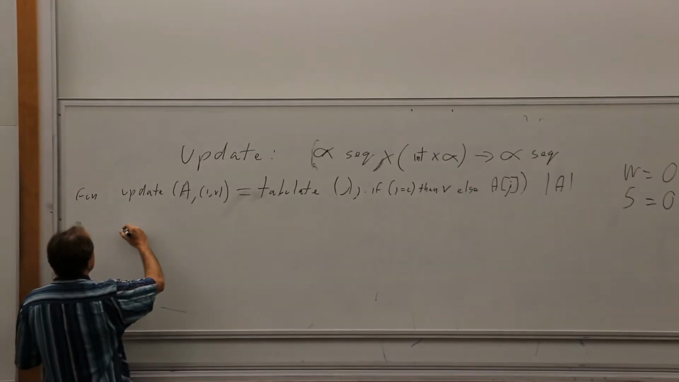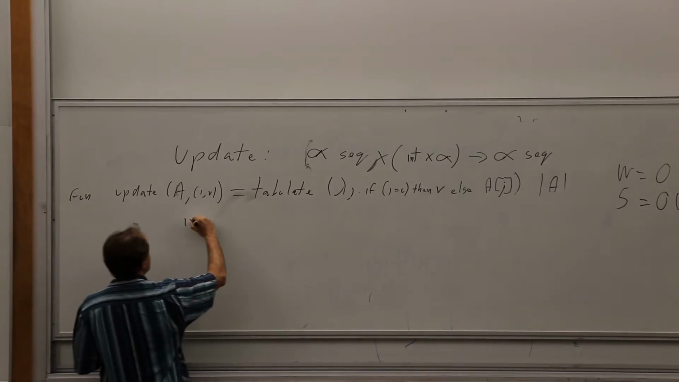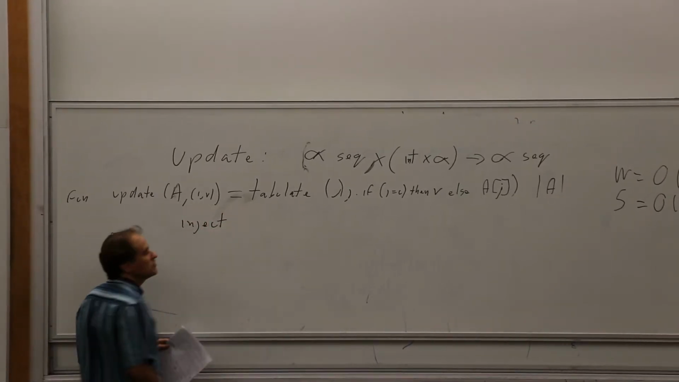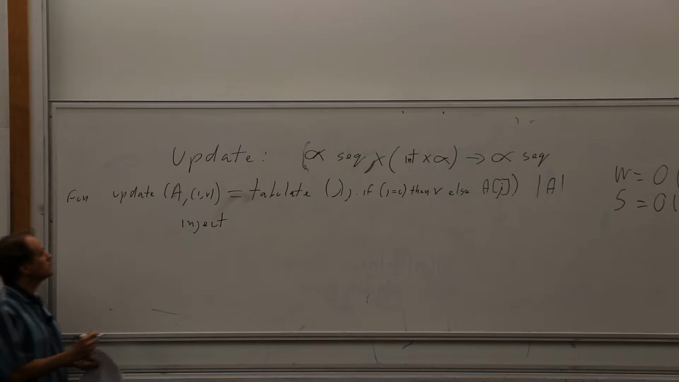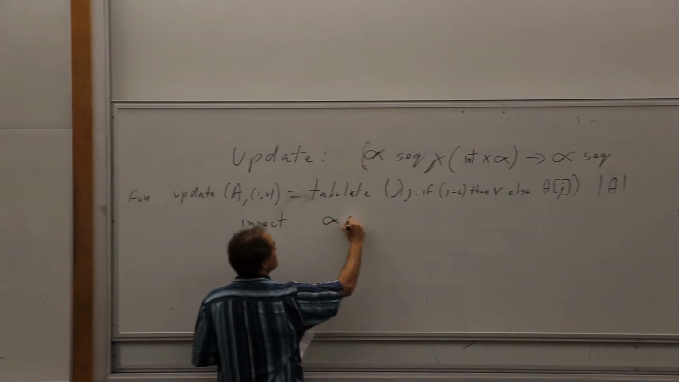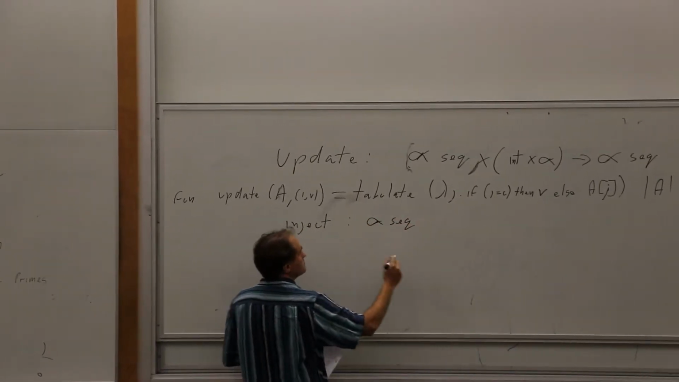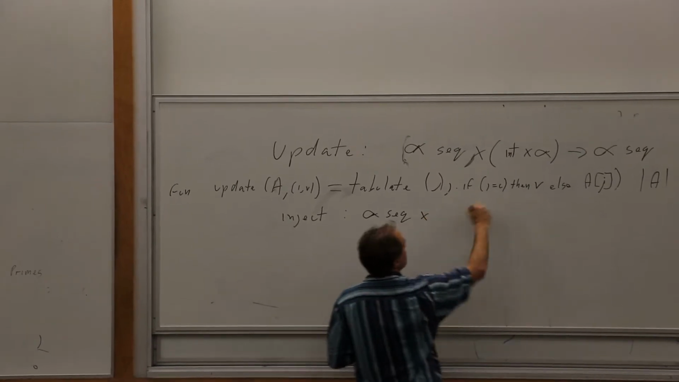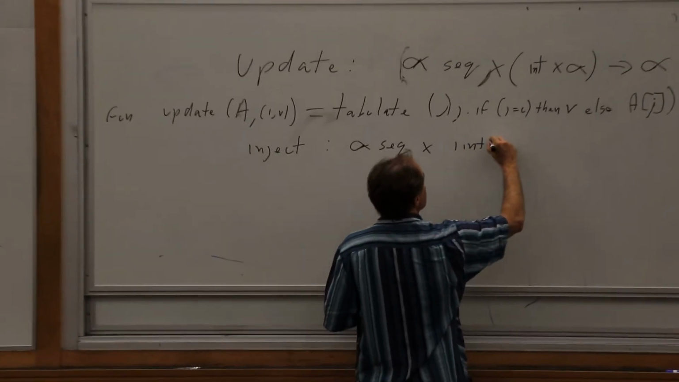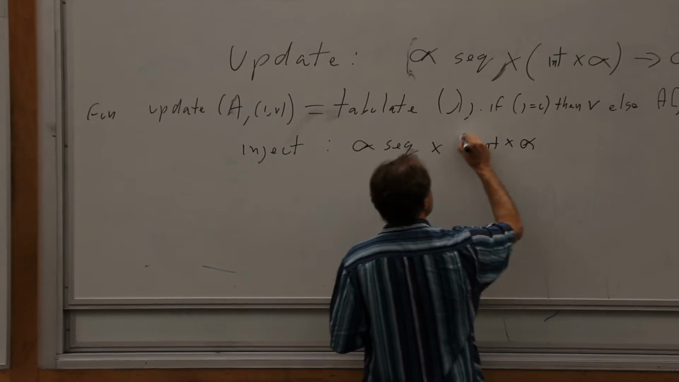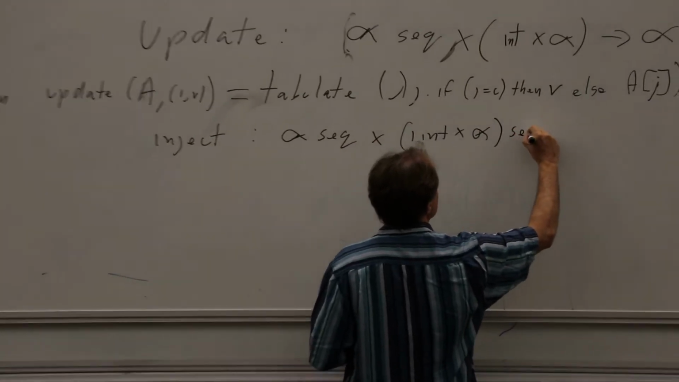Okay, we have something we call inject, which is basically just a multi-update. So it takes an alpha sequence, and instead of taking an int cross alpha, it takes an int cross alpha sequence.